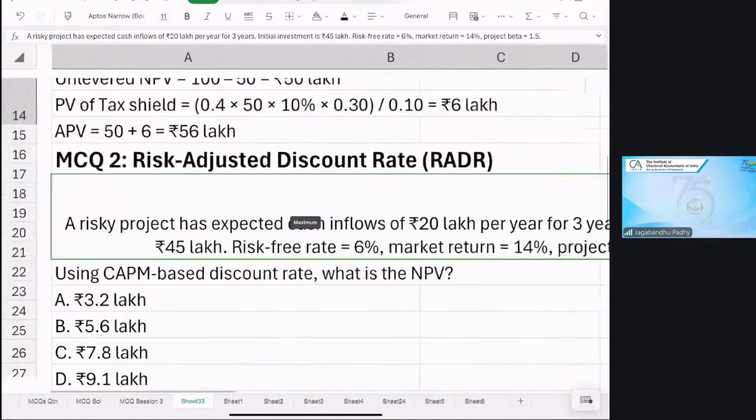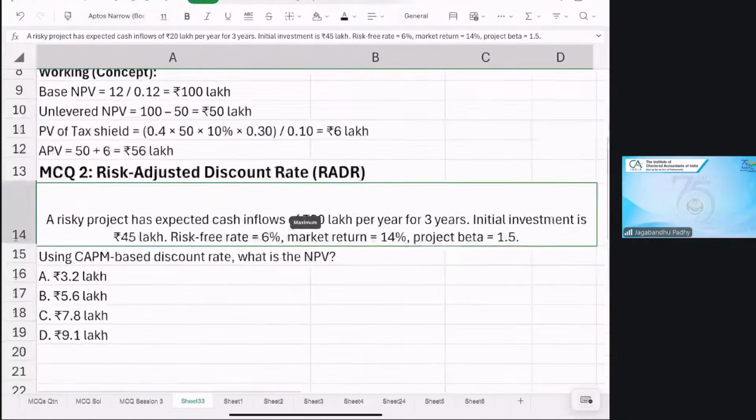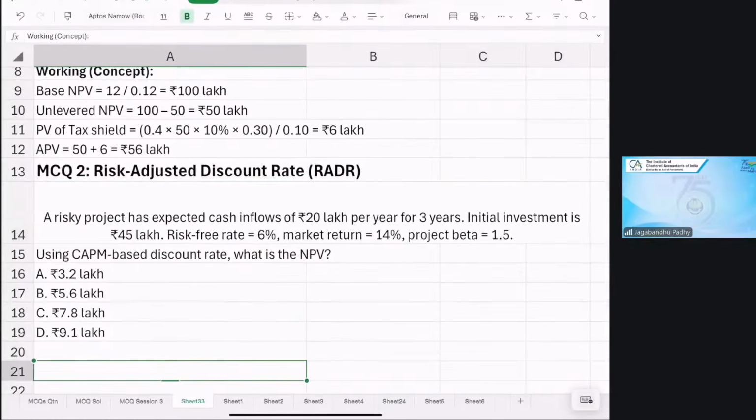Try to answer the second one. This project has an expected cash inflow of 20 lakhs per year for 3 years. Initial investment is 45 lakh. The risk-free rate is 6%. Market return is 14%. Project beta is 1.5. So using CAPM based discount rate, what is the NPV over here?